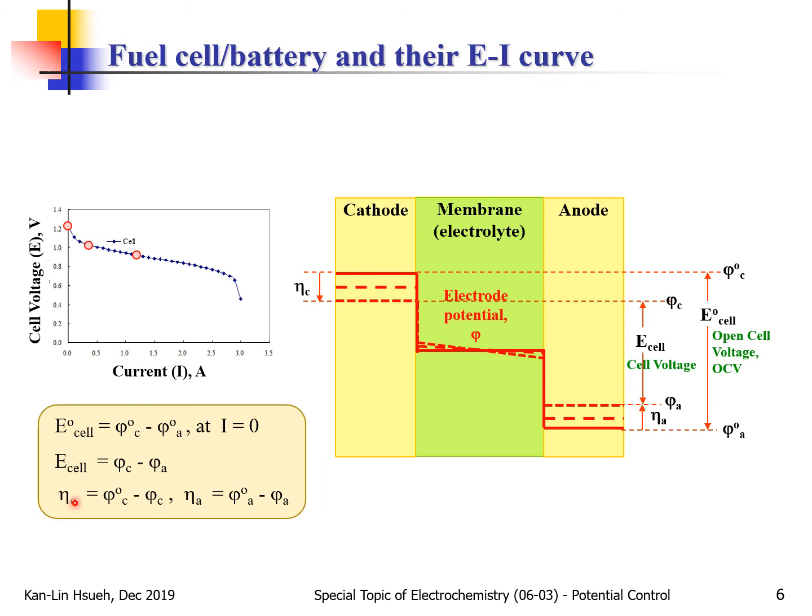And the cathode overpotential is equal to the cathode potential minus the cathode potential at equilibrium, or the reverse. The same applies to the anode overpotential.